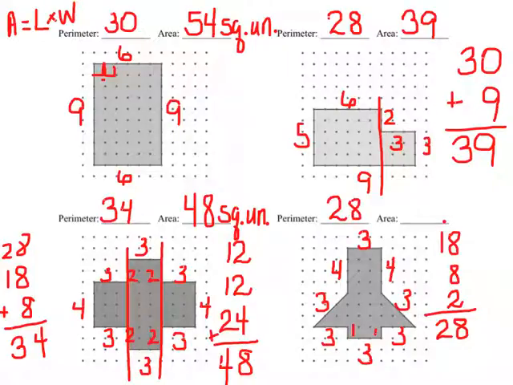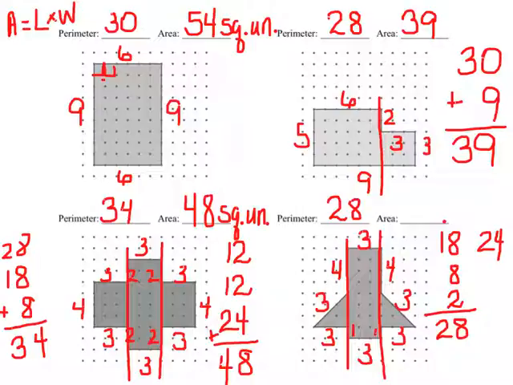Now again, this one's a little unusual in the shape. Let's see if I can find a rectangle in there. I see one. What if I draw an imaginary line down here and an imaginary line down here? Well, I see that I have my width is 3 and my length was the 4, 5, 6, and the 7, and then the 8. So 8 times 3 is 24.